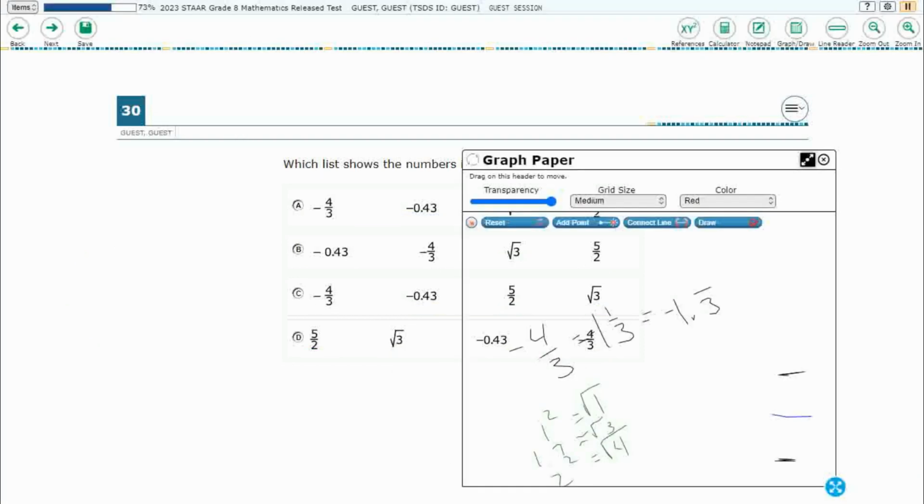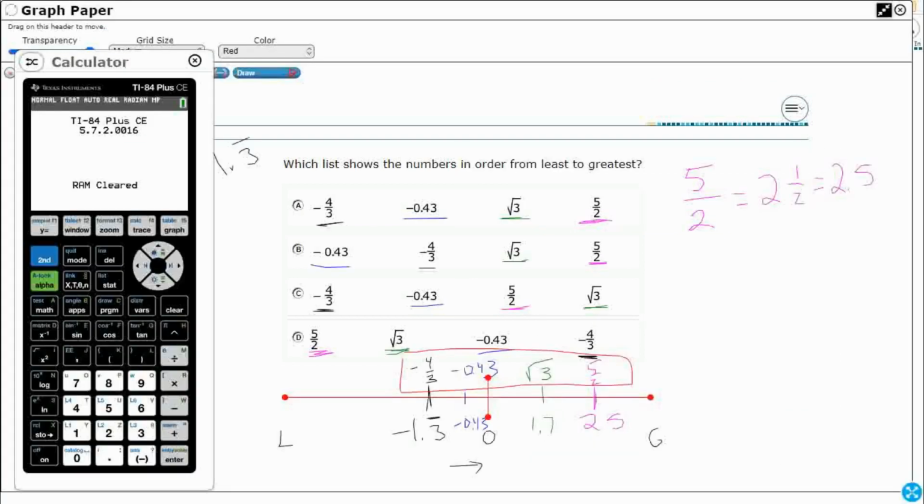We can get our calculator out just to double check that we've got each of these correct. Negative 4/3 is negative 1.3 repeating. We've got the negative 0.43, that's fine. We did estimate on that square root of 3, so let's check that. 1.73, close enough. It's a positive. And then 5 halves is going to be that 2.5. So we've got them listed in order, and we see that A and C are kind of close, but it is going to be A.